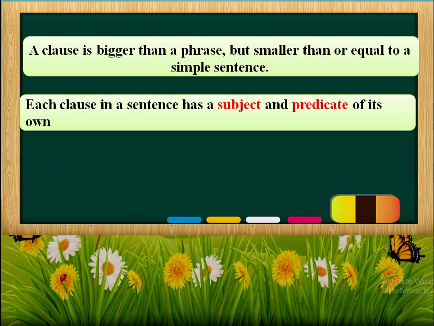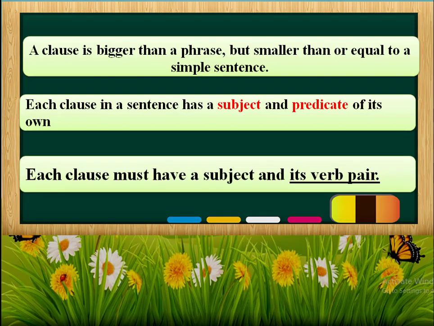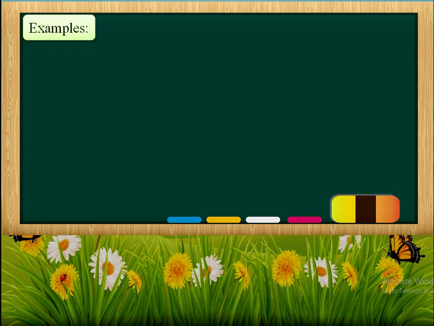Each clause in a sentence has a subject and predicate of its own. Each clause must have a subject and its verb pair. Keep it in mind, in phrases we don't have a subject and verb combination, but in a clause we will get a subject and verb combination. Now let's see the examples.